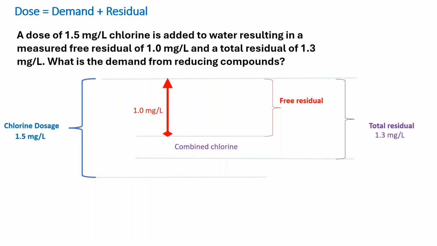You see on your right, we have the total residual of 1.3. So we have a combined chlorine of 0.3. So now we know our dosage and we know our total residual.